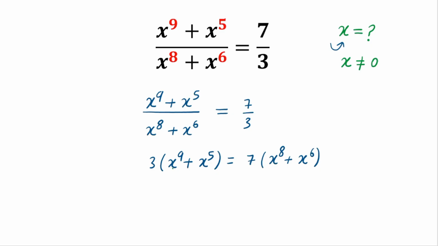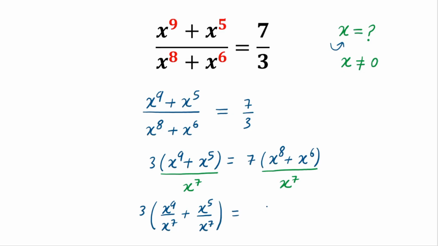If we divide both sides by x^7, the left hand side is divided by x^7 and the right hand side is also divided by x^7. Then the left hand side will become 3 times, and we can write this expression as x^9 over x^7 plus x^5 over x^7, and this is equal to 7 times, and the right hand side is x^8 divided by x^7 plus x^6 divided by x^7.